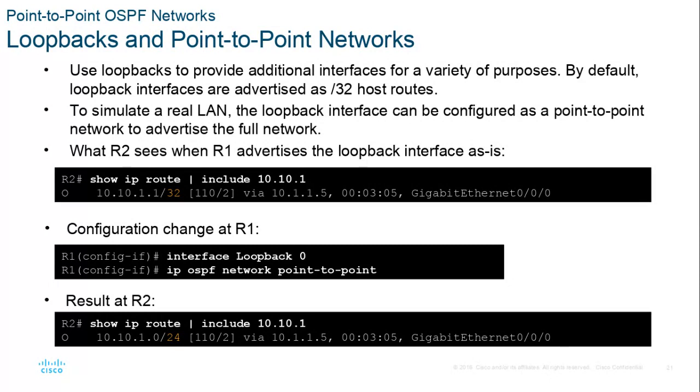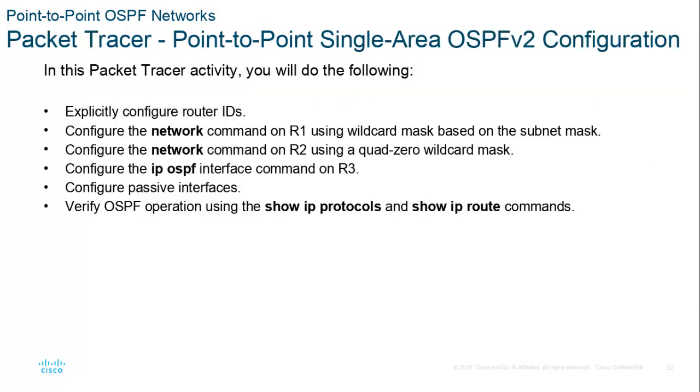In other words, 255.255.255.255, a single possible IP address for that particular interface, just like a real machine only has one IP address. Or I could simulate a real local area network. I could configure it as a point-to-point network and advertise the full network. And they're going to have you put in a couple of loopback ports in the labs.